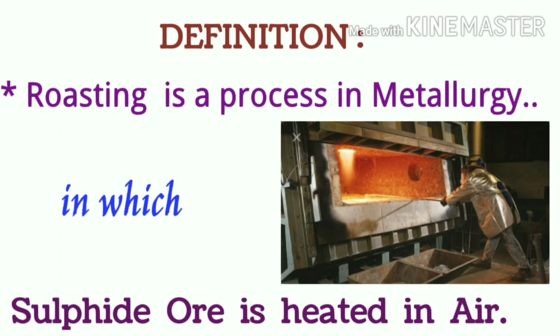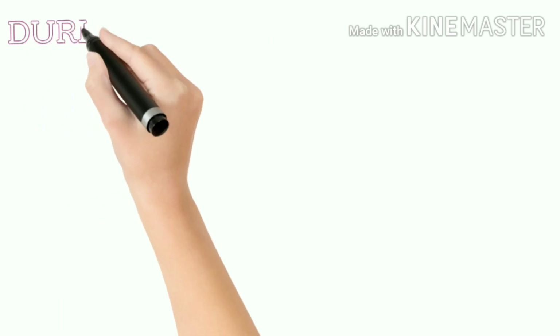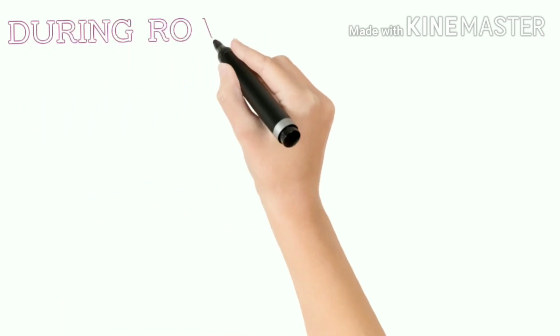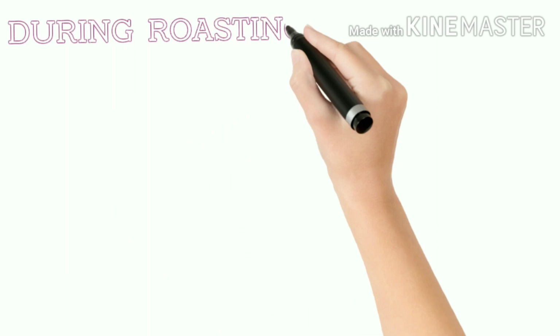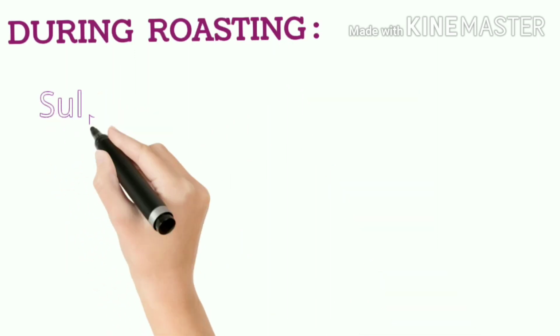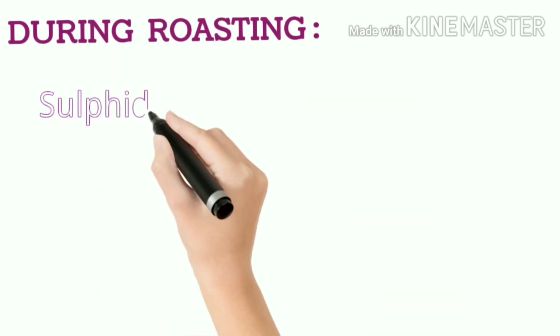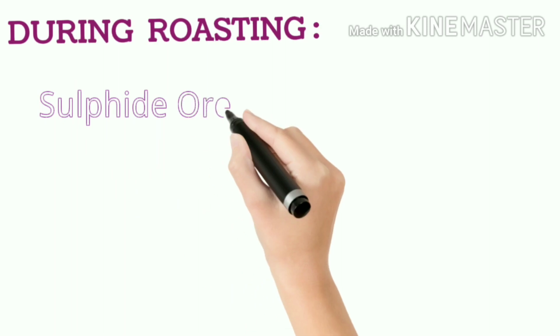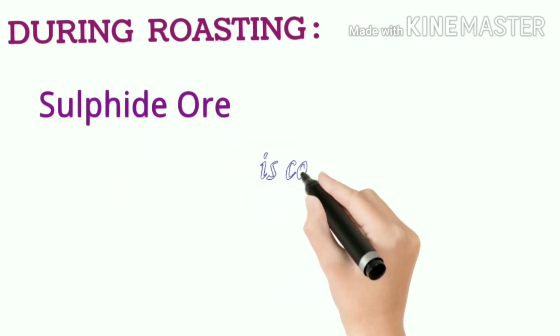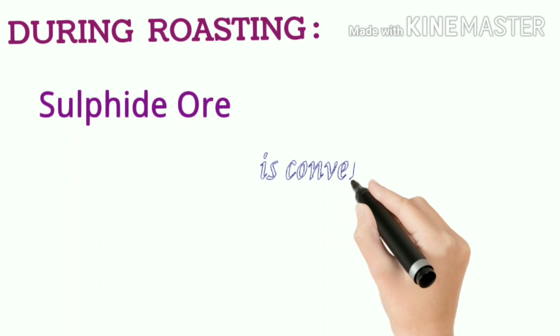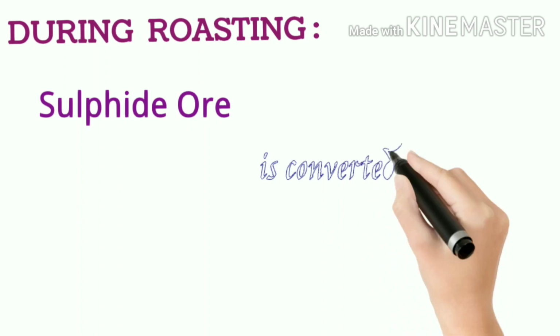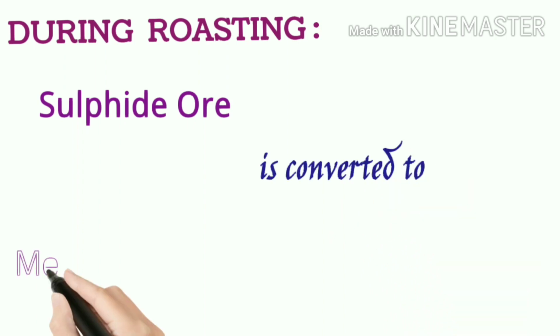The process is especially for the sulfide ore. So what will happen during roasting? During roasting, the sulfide ore is converted into the metal oxide. Along with that, sulfur dioxide gas is formed and released out.